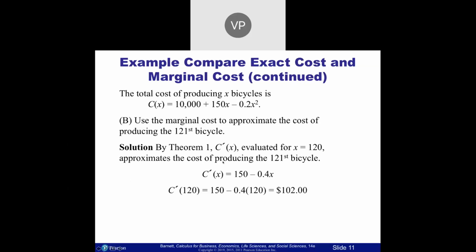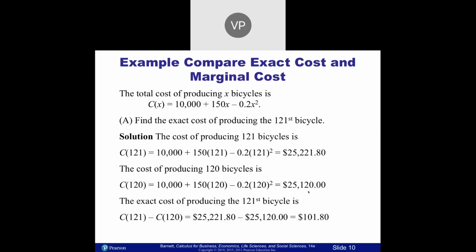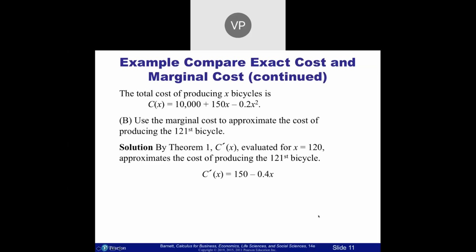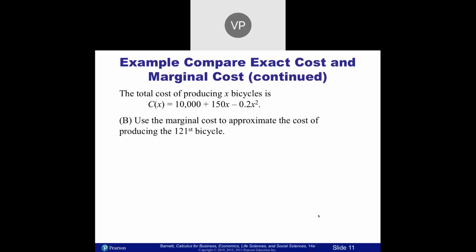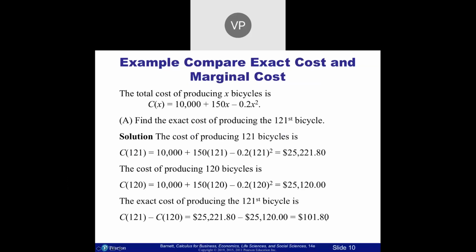Here we plug in the 120 in place of x, and you get $102. That's your marginal cost, your estimated cost of the next bike. Now go back to the exact cost that we found. Remember, was this the same formula? Yeah. We got $102. We got the exact value of 101.80.